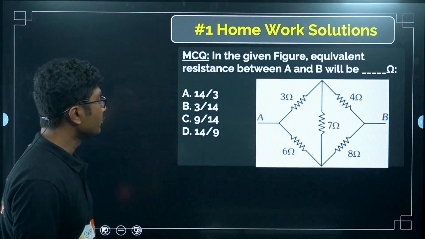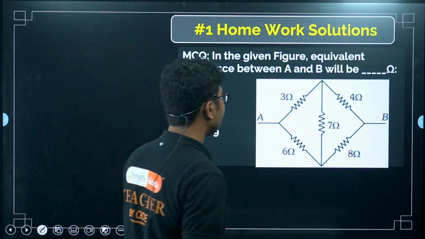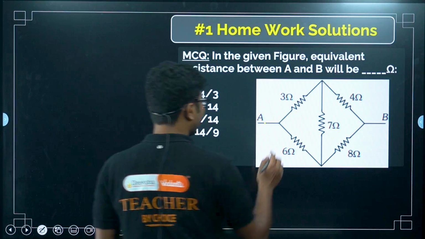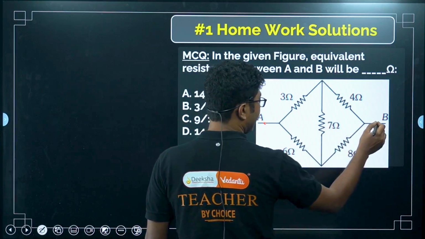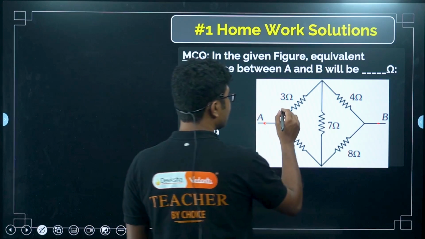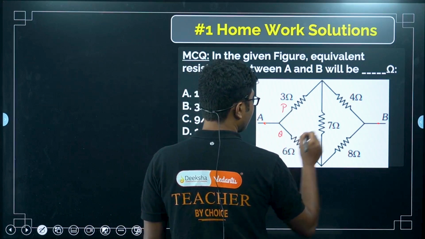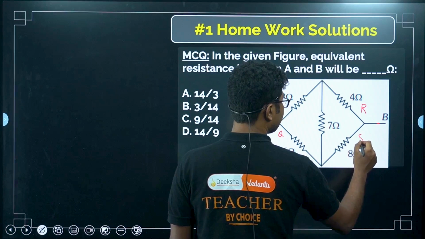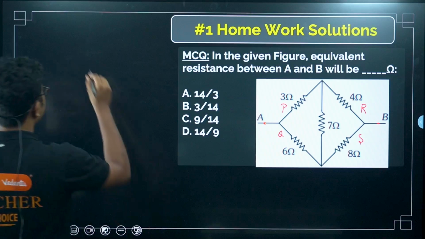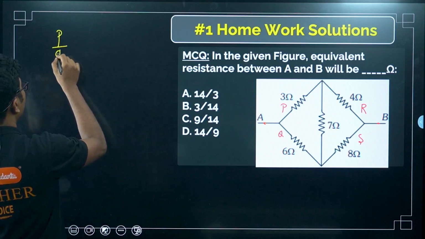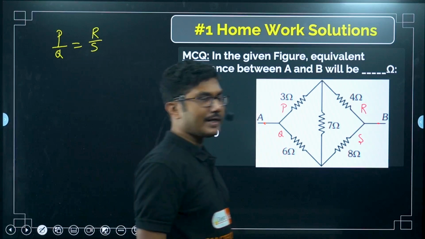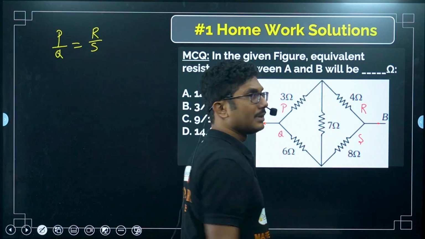So first homework solution. If you see this structure, this is point A, this is point B. So basically this is a Wheatstone bridge structure. I already told you, if this is P, this is Q, this is R, this is S, then we have to check if this condition is satisfied or not: P by Q equal to R by S. If this condition is satisfied, then we can simply ignore the mid resistance, right?